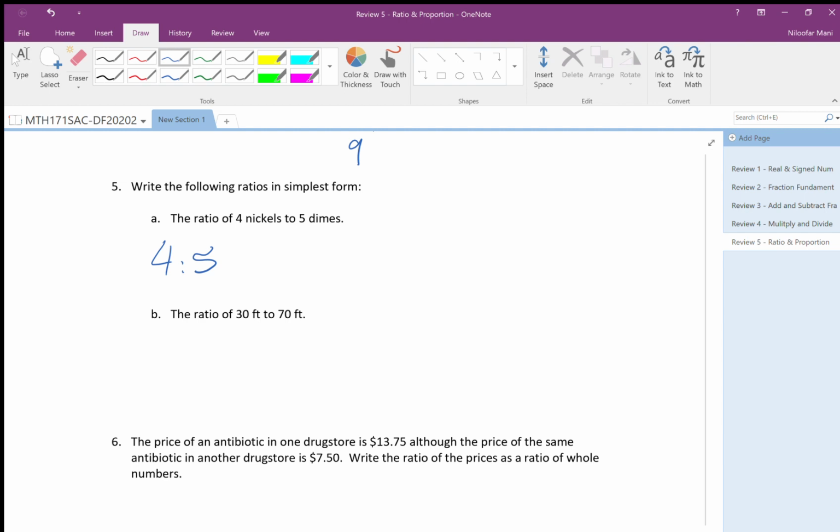But when it says compare the ratio of the value of them, see, if I say the ratio of 4 nickels to 5 dimes, it didn't say. If I say the number, it's here. If I say value, 4 nickels is 20 cents and 5 dimes is 50 cents, because 5 times 10, and 4 times 5 cents.